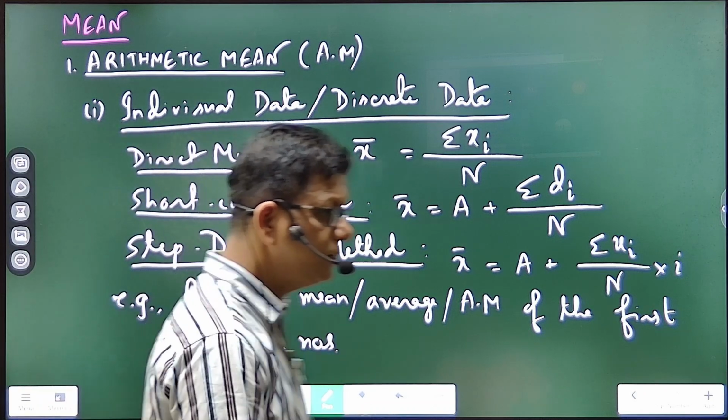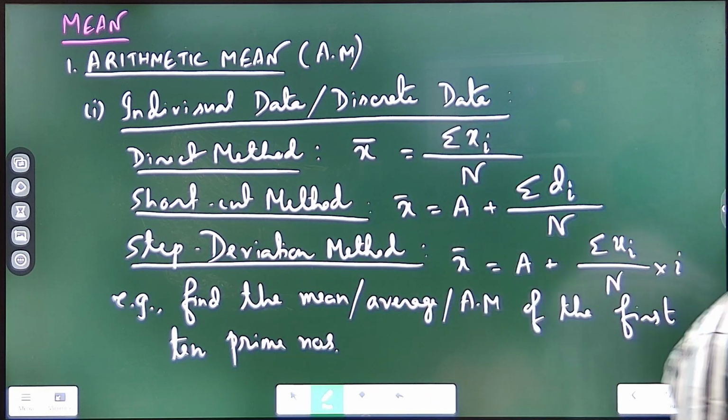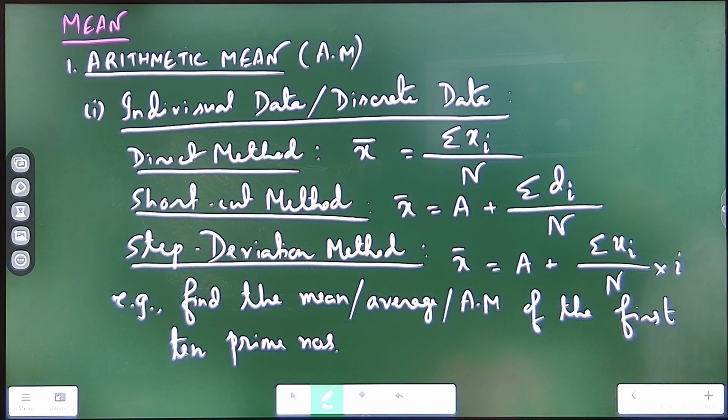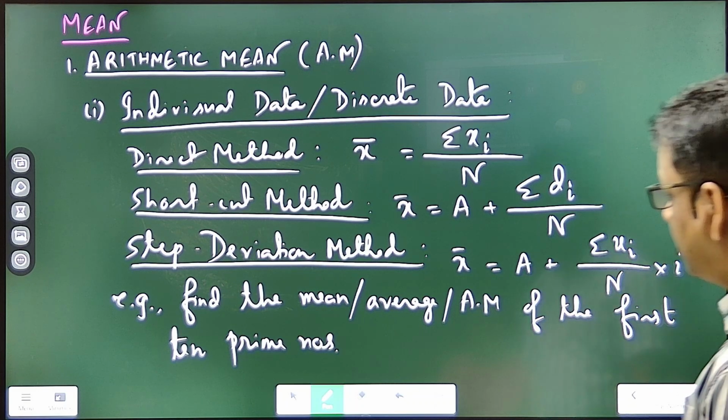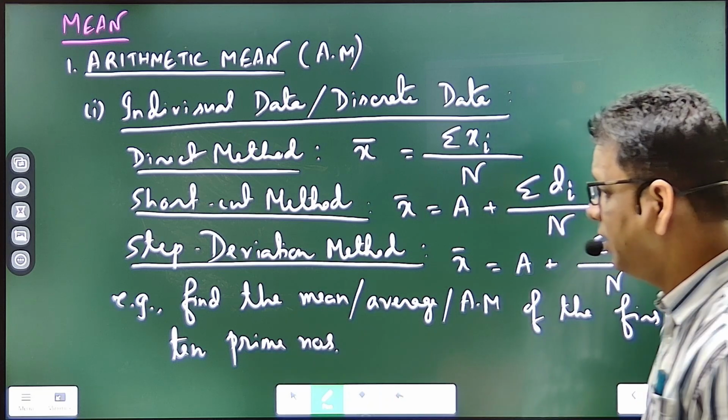So the question comes: find the mean, average, or arithmetic mean of the first 10 prime numbers. To attempt this question, you should at the same time know what prime numbers are. So what is the arithmetic mean that can be obtained for the first 10 prime numbers?